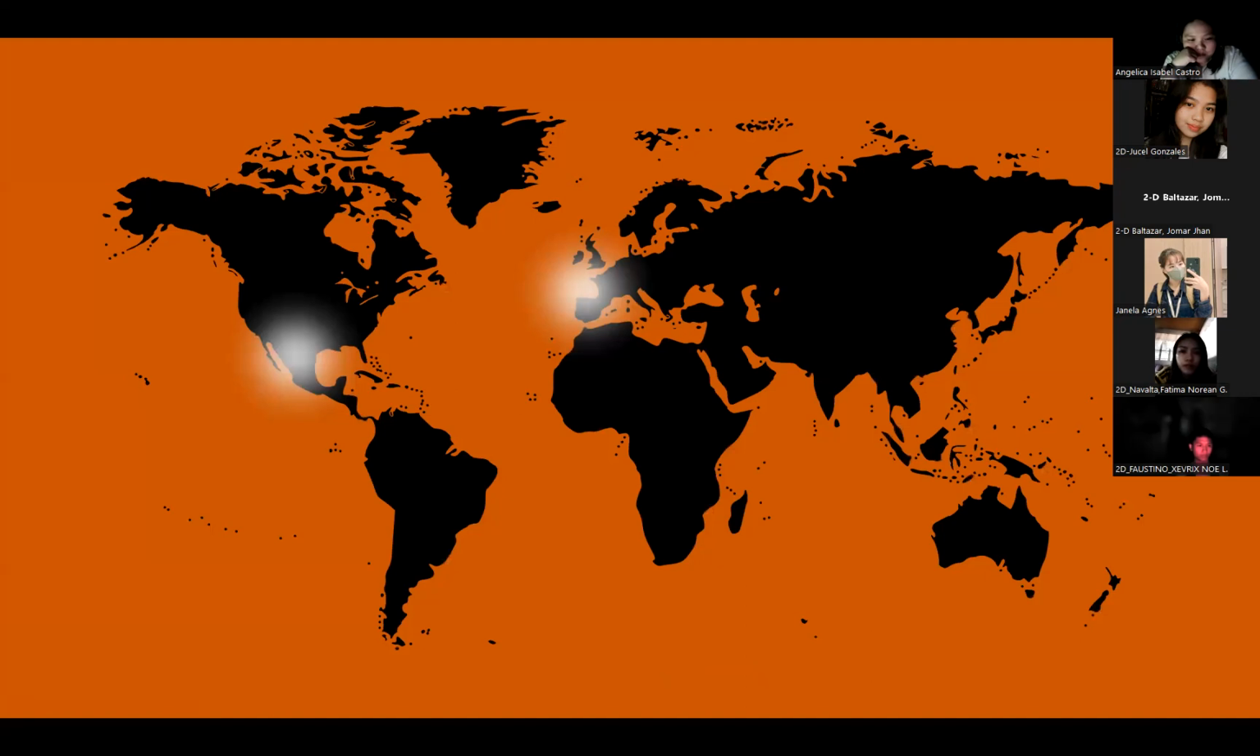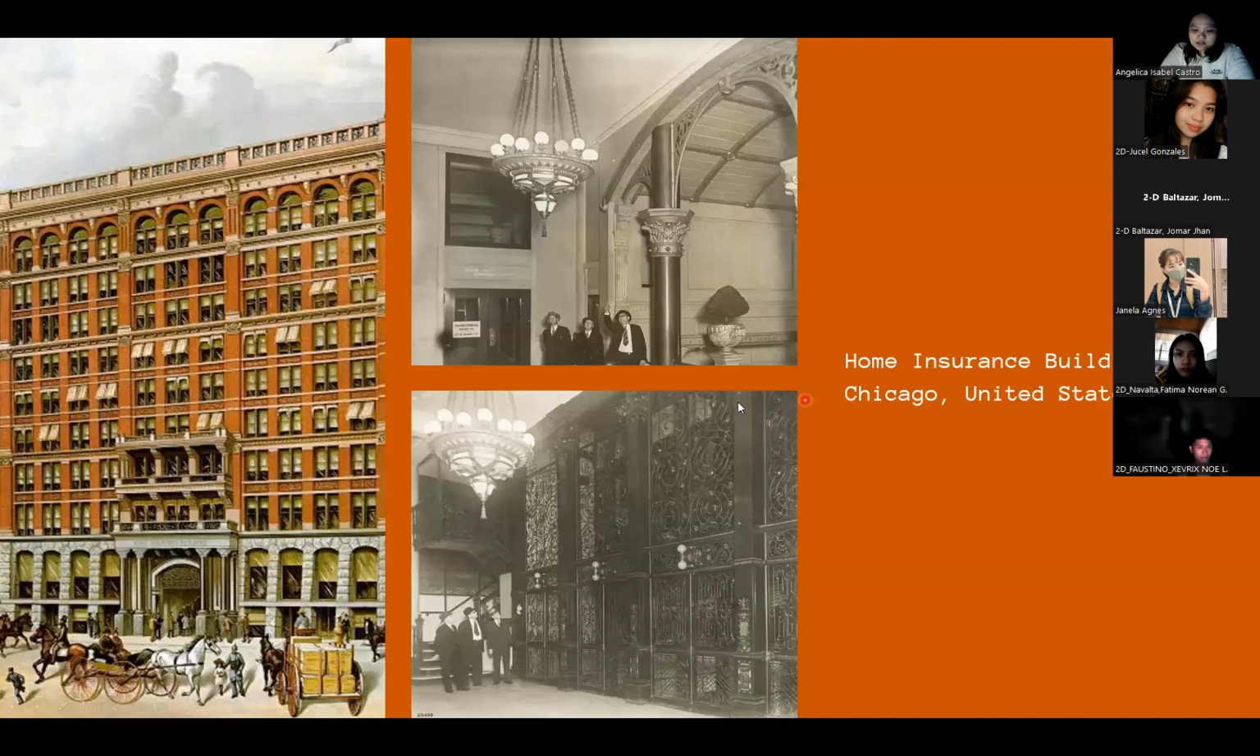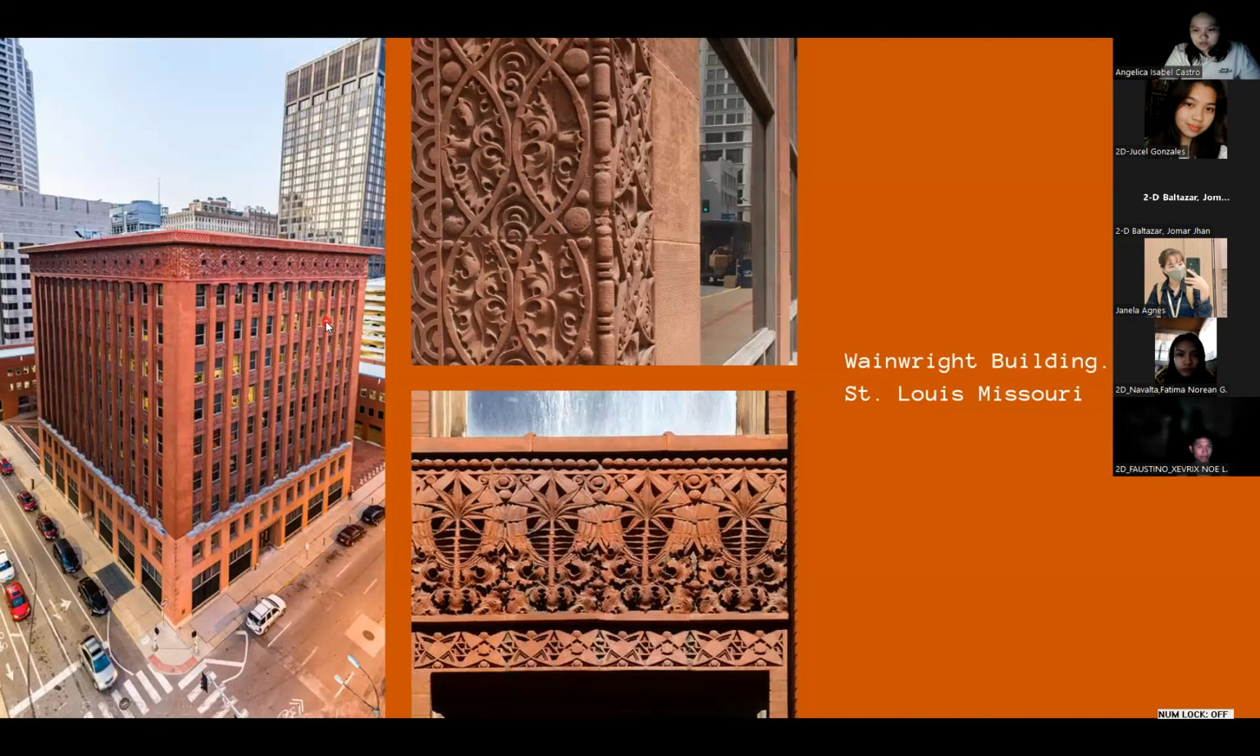If you look at the map, it's still the same map as the revisionist or the revivalist movement. Somewhere in North America and somewhere in, this should be higher. Wait, let me get my pointer. I think I made a mistake here. This should be higher, a little bit here. Dito dapat siya. Banda dito dapat yan. Or anyway, it's fine. North America and Europe. So moving on, you now have skyscrapers. Bakit kaya may skyscrapers na?